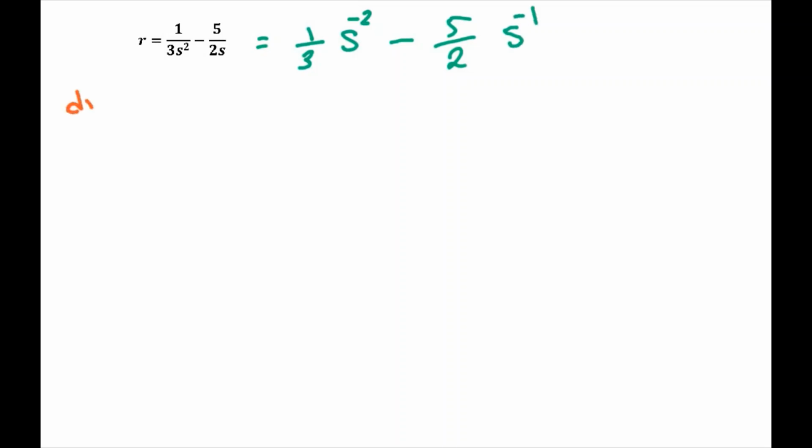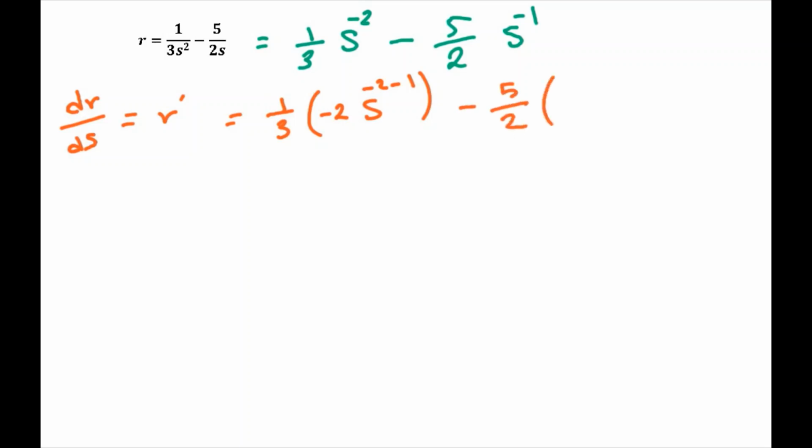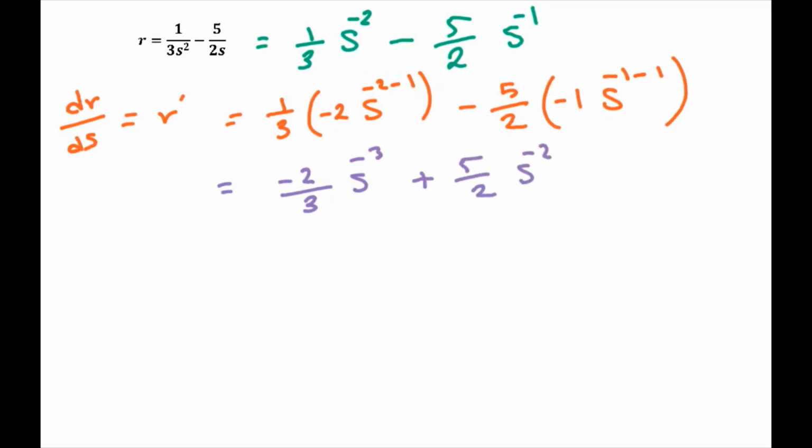You can say dr over ds, or r prime, which is equal to 1/3 times negative 2 s to the power of negative 2 minus 1, minus 5 over 2 times negative 1 s to the power of negative 1 minus 1. It's going to be equal to negative 2 over 3 s to the power of negative 3 plus 5 over 2 s to the power of negative 2, and you can rewrite it as negative 2 over 3s cubed plus 5 over 2s squared.